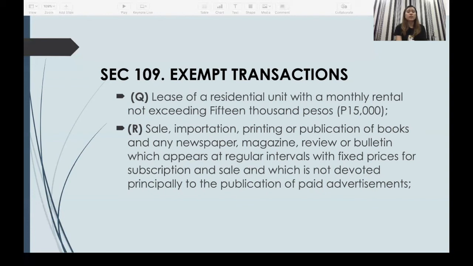Unlike books, VAT exempt agad kasi hindi siya ginagawa in regular intervals. Like sa newspaper, magazine, halos newspaper everyday ang printing, magazine in a regular interval basis din. So, provided lang din that it is not for publication of paid advertisements. Okay?